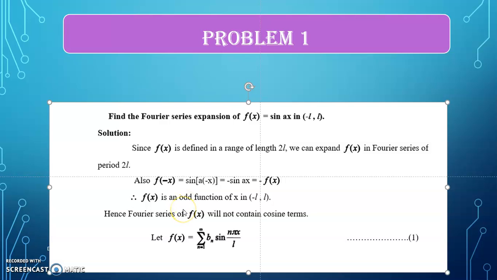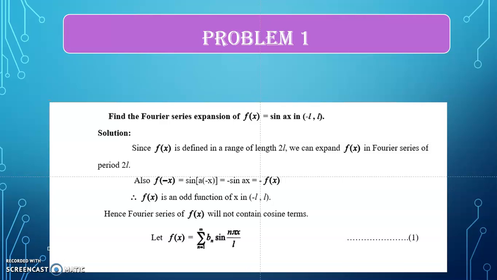So f of x is an odd function. Here the a naught and a n values are both equal to 0, so we need to calculate only the b n value. Here f of x will not contain cosine terms. Therefore the Fourier series for the odd function is f of x is equal to summation n is equal to 1 to infinity b n sin n pi x by L.